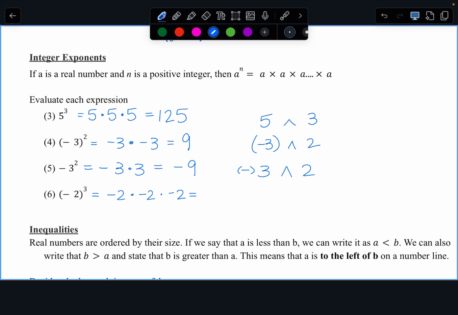-2 times -2 is? Times -2? 8. -8. Oh. The 8 part was right. It was the negative that you were missing. So again, you would need that negative in there too, exponent 3.